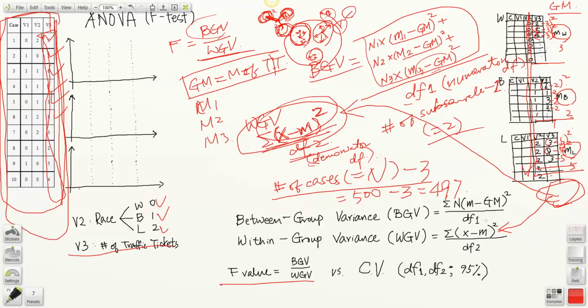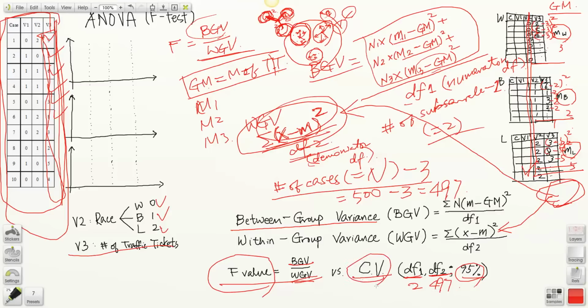How do you do that? This between group variance divided by within group variance. So you calculate the F value, and then again you have to compare that with the critical value using the first and second degree of freedom, and of course the confidence level, which is not necessarily always, but most of the time is 95%. And again, we call that first and second degree of freedom, or numerator and denominator degree of freedom. And in this case, it was 2 and 497.